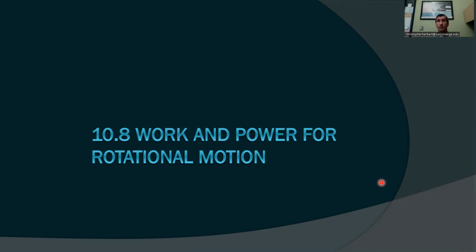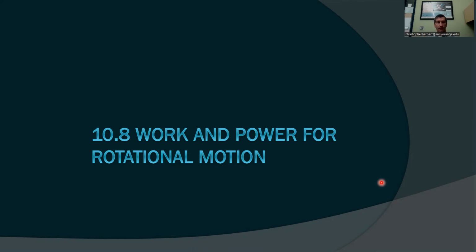Rotational motion, we know, has kinetic energy. So if something is rotating and has kinetic energy, we should be able to do work on it in order to change its rotational kinetic energy. How do we come up with an expression for work and power for rotational motion?